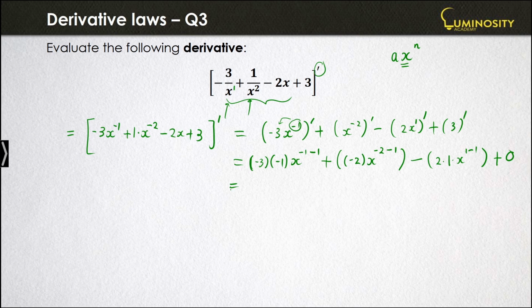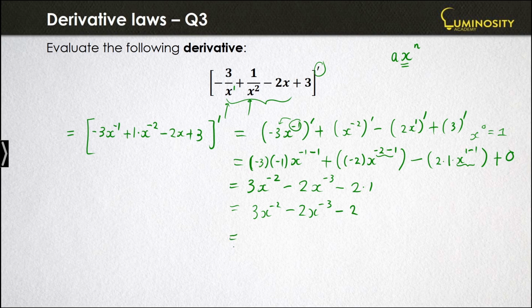Okay, so let's do our algebraic cleanup. Negative 3 times negative 1 is positive 3, x to the power negative 2, right? Minus 1, minus 1. Then I have plus negative 2, so it's minus 2 times x to the negative 3, because negative 2 minus 1 is negative 3. Minus 2 times 1, and then x to the power 0 here is just 1. So it's just minus 2 times 1. So I have 3x to the negative 2 minus 2 times x to the negative 3 minus 2.